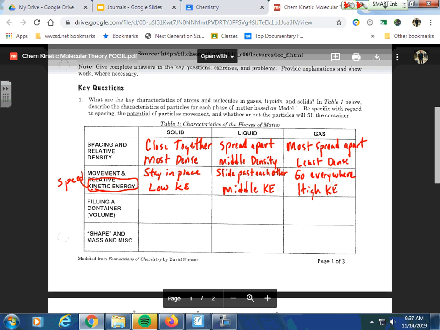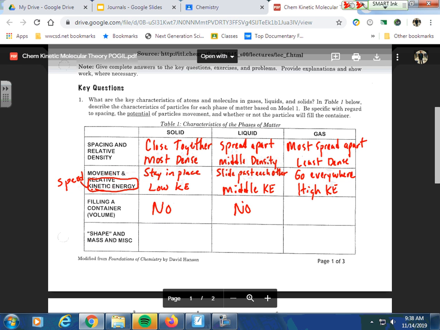Filling a container. So if we put these types of phases in a container, will they fill the container? Will they take the shape of the container? All right, so a solid will not just magically expand and take up the same space as its container. So for filling a container's volume, I'm just going to say no there. And a liquid, if I pour a liquid in a container, it's not going to expand and always take the same size of the container either. If we fill a container, then yes, but what this is saying is if we just put a sample of the substance in there, is it going to take the same size of the container, the volume? So that's a no on liquid as well.